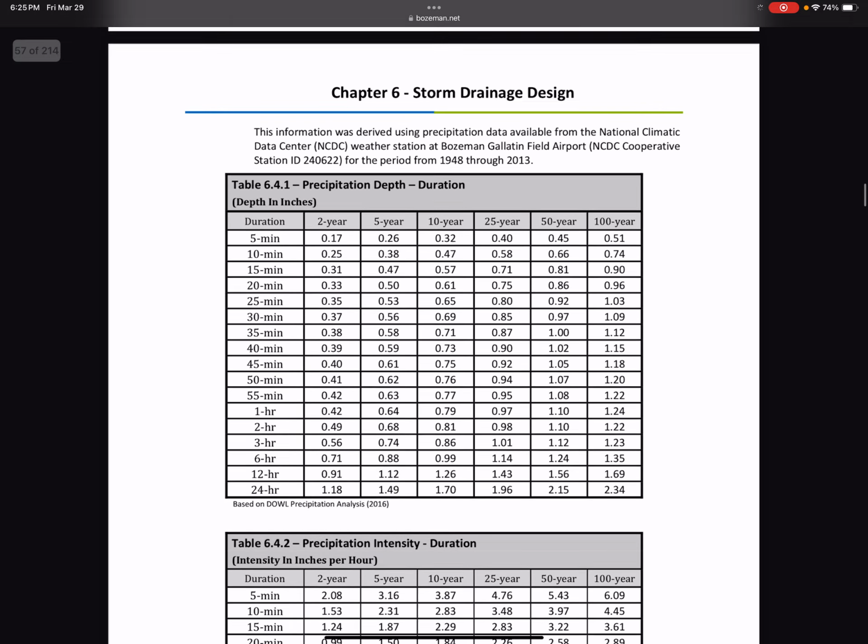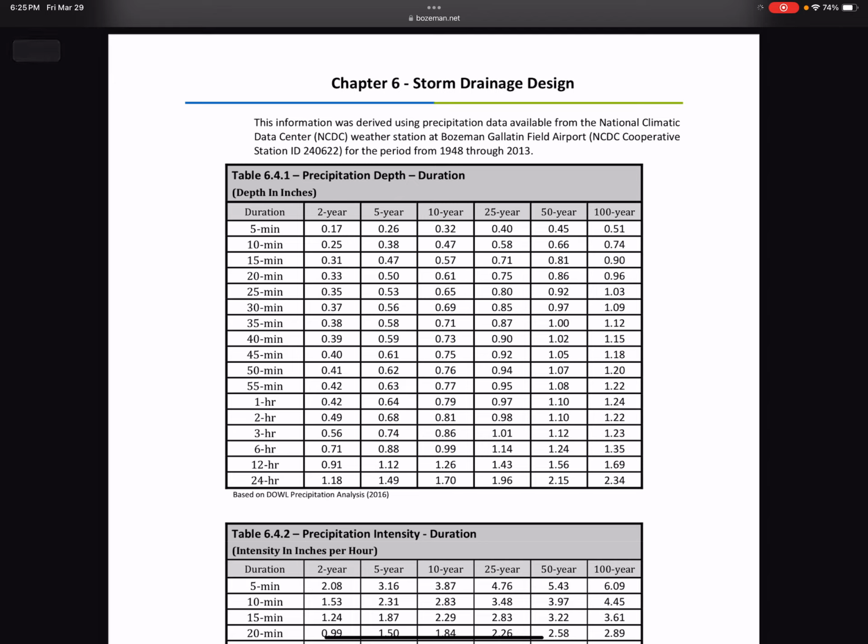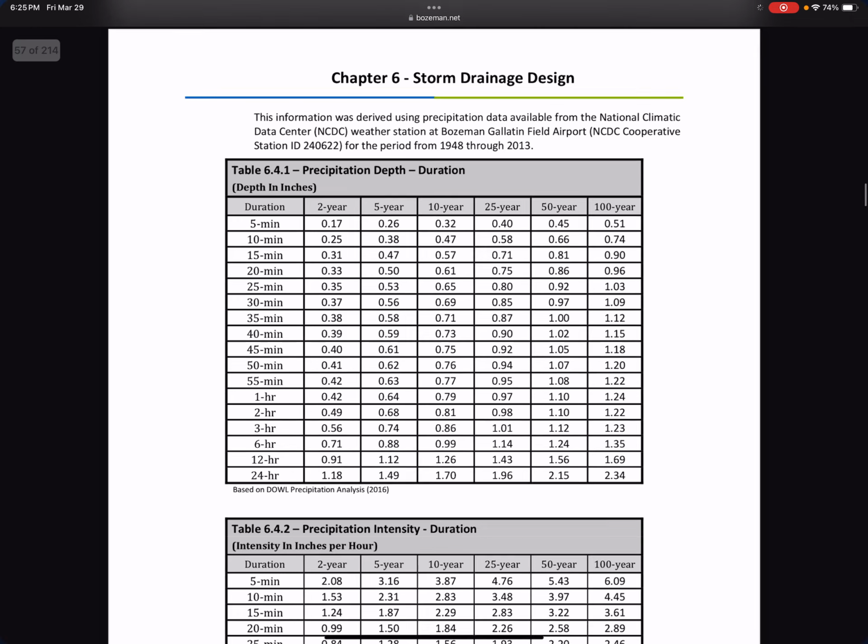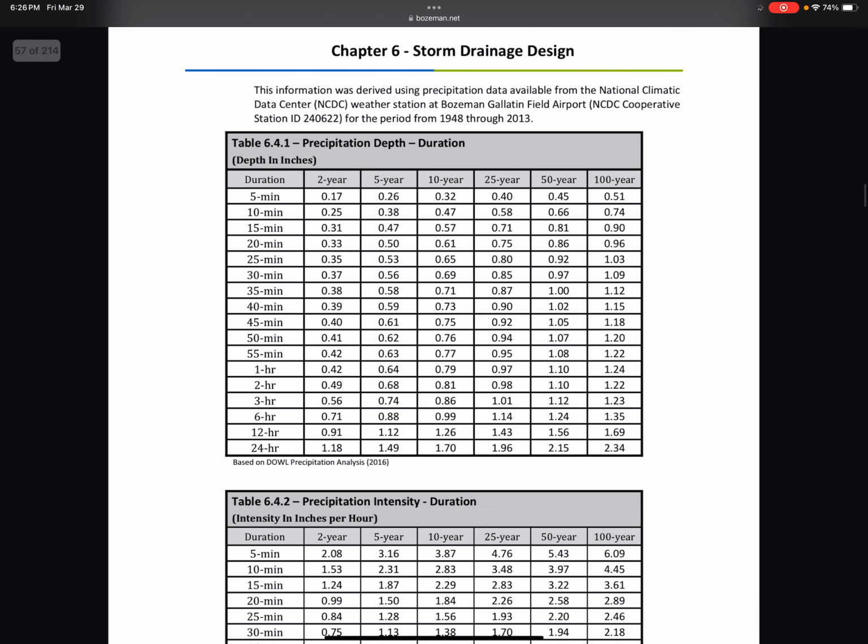All right. So they don't necessarily give us the curves in this new revision. The old ones they do. But in the new revision, they're just as specific as just saying, hey, this is Gallatin Field Airport, Bozeman Airport, and it's giving us all these durations and the interval, and then this gives us a depth of water in inches, right?